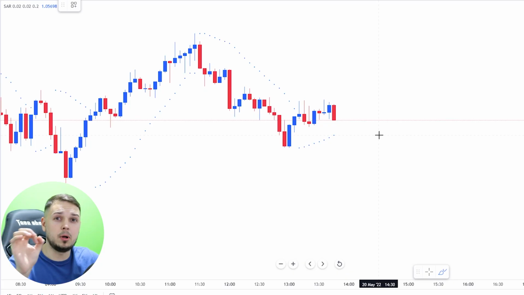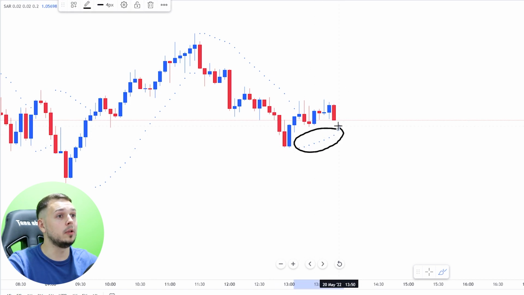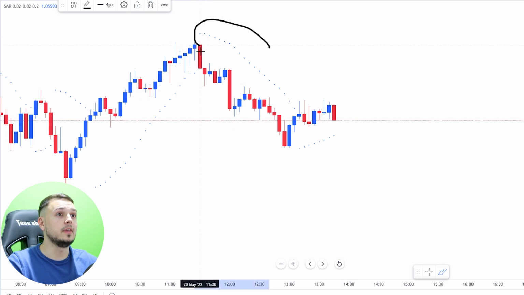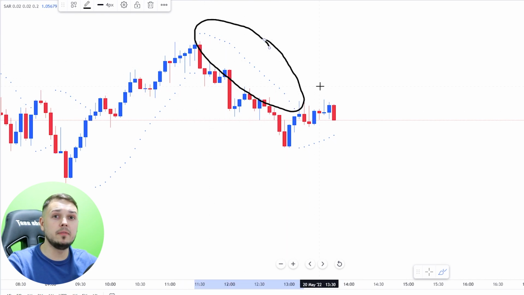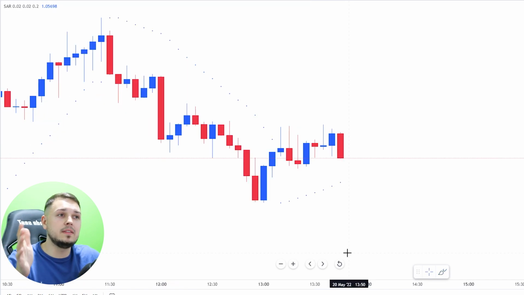Okay, using the Parabolic SAR indicator is fairly simple. If the dotted lines are below the candlesticks, it means it's a buying signal, and vice versa. If the little dots are above the candlesticks, it's a sell signal. Likely, if you follow only these methods, you won't be a profitable forex trader. So we need to find proper entries when using the Parabolic SAR indicator, especially when scalping.